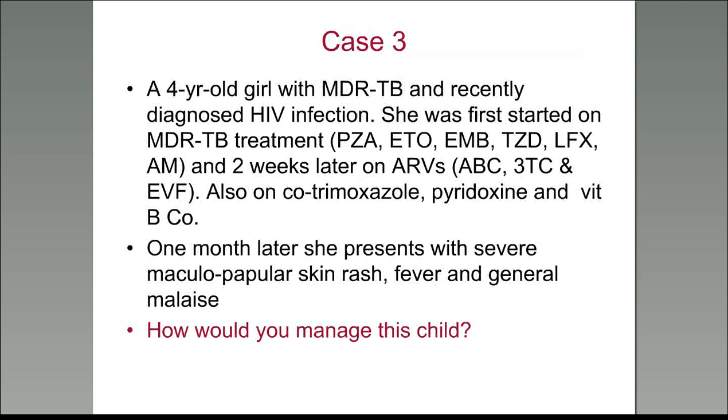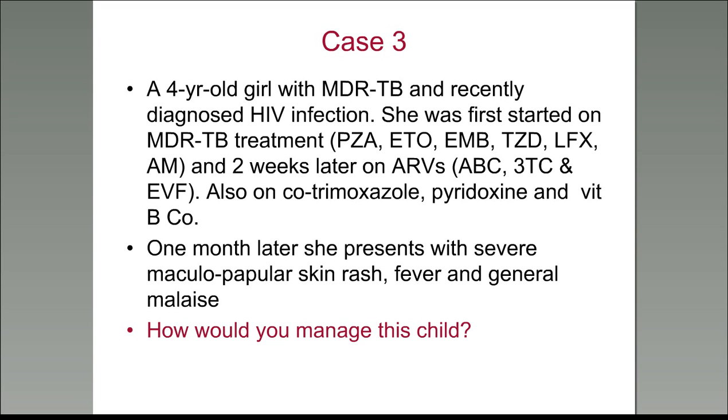So the third case, and I see we're running out of time with quite a number of questions. But the third case, a 4-year-old girl with MDR-TB and recently diagnosed HIV infection. She was first started on MDR-TB treatment with PZA, ethionamide, ethambutol, terizidone, levofloxacin, and amikacin, and 2 weeks later on ARVs, abacavir, 3TC, and efavirenz. And she was also on cotrimoxazole, pyridoxine, and vitamin B co. One month later, she presents with a severe maculopapular skin rash, fever, and general malaise.